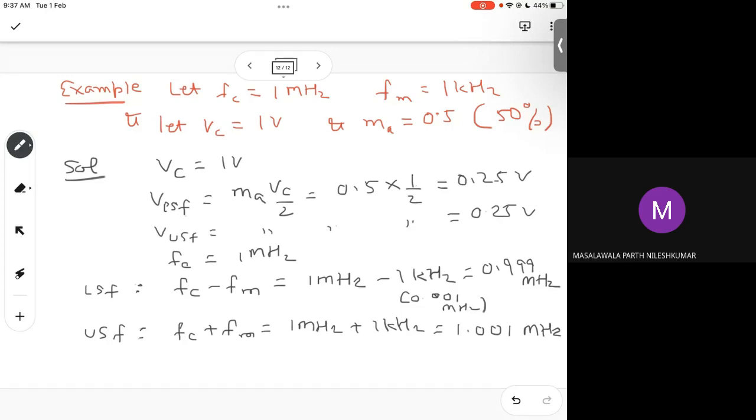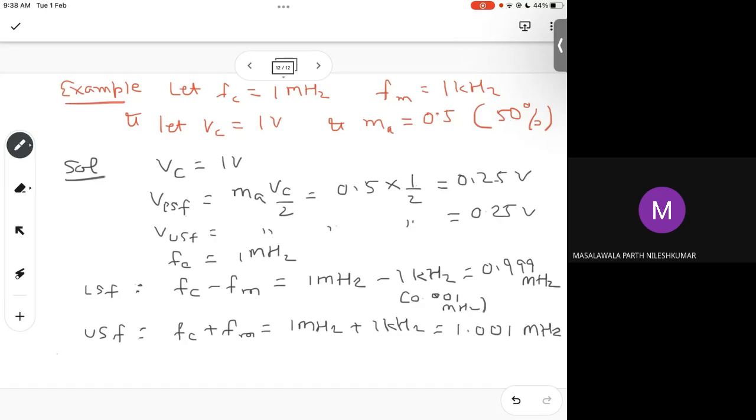So when I transmit a carrier frequency of 1 megahertz and a modulating frequency of 1 kilohertz with the amplitude 1 volt and the modulation index I have given, I could find the three frequencies and their voltages. One was the original carrier. So my AM signal will have three frequencies, 1 megahertz, 0.999 megahertz, and 1.001 megahertz, with the amplitudes of 1 volt, 0.25 volt, and 0.25 volt, respectively.